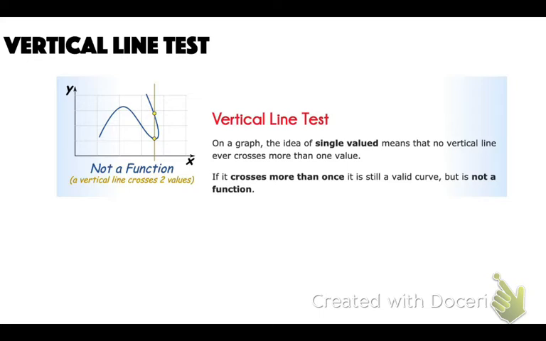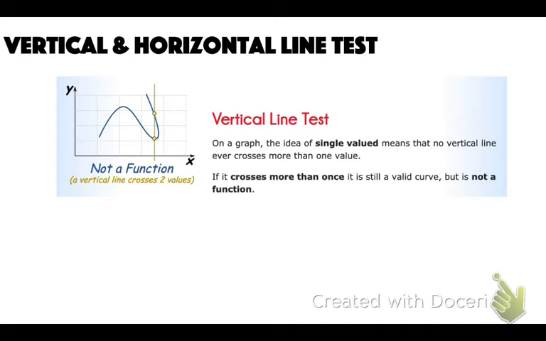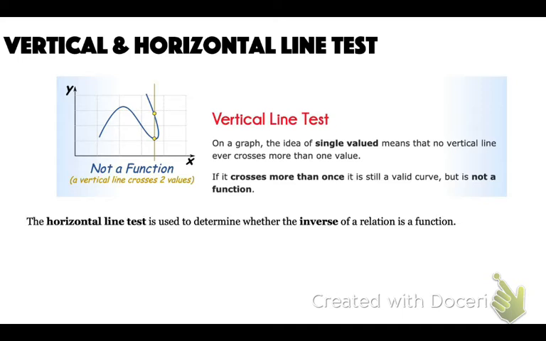Like this one, for example, it crosses at these 2 points, which means that this is not a function. Now, if the vertical line test tells us whether our relation is a function, the horizontal line test is going to determine whether the inverse of a relation is a function. So say that we have the y equals x squared graph. That looks like this, right?